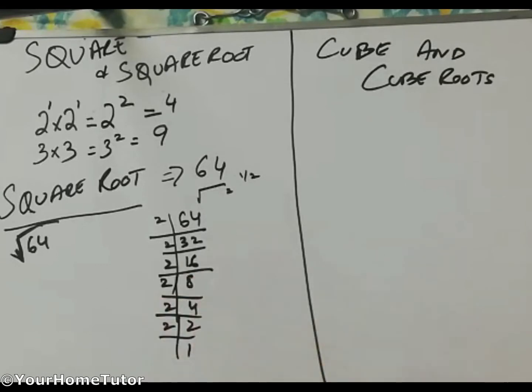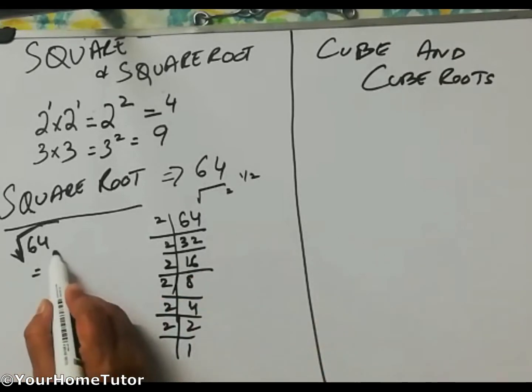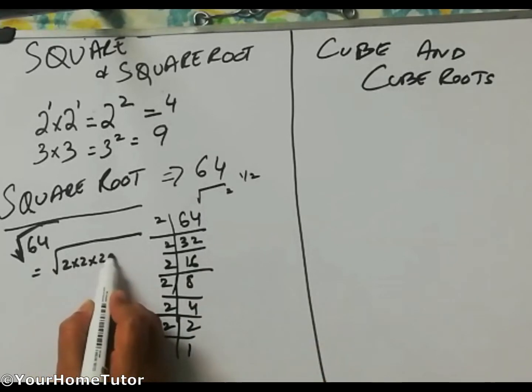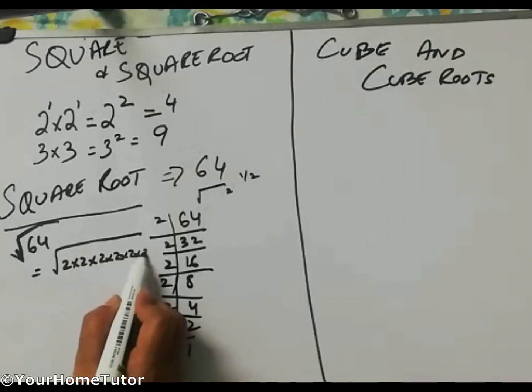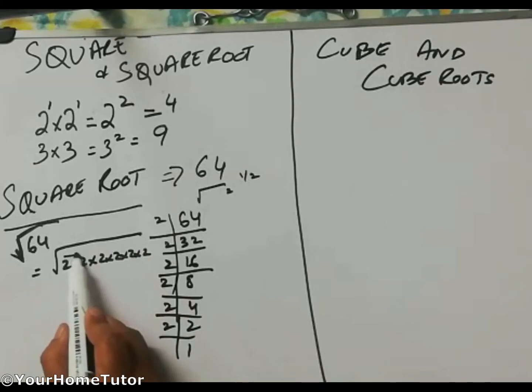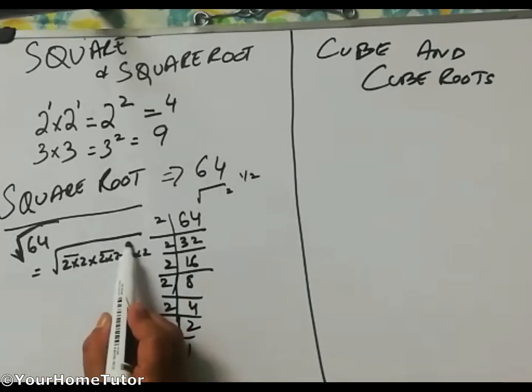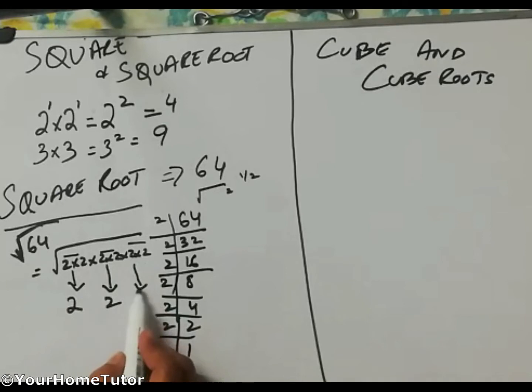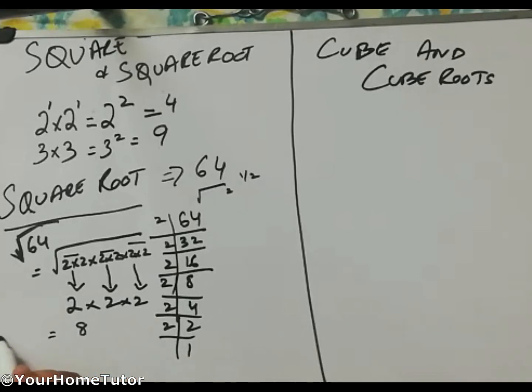Now how to write this down and find the value of the square root? We write all these numbers under the radical sign: 2 multiplied by 2 multiplied by 2 multiplied by 2, six times 2. In case of square root, we make pairs of two numbers, 1 and 1, and out of these two we take out 1 two. Similarly, out of these two we take out 1, and out of these two we take out 1. So finally we multiply: 2 2s are 4, 4 2s are 8. This is the square root of 64.